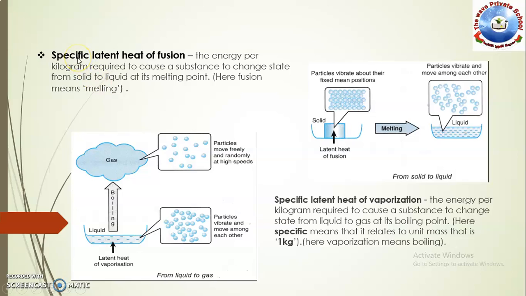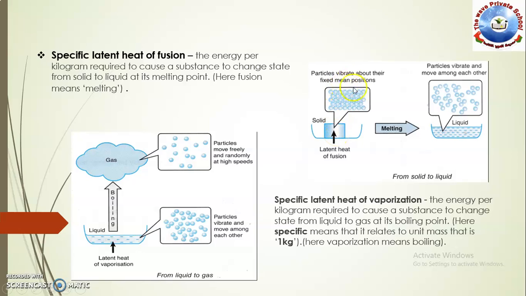And one more thing, what is the meaning of specific? Where you can see the word specific, you know that specific means per unit mass. It means mass of 1 kg. So energy per kg needed to change its state from solid to liquid. As you can see here, from solid to liquid, this process is called latent heat of fusion.